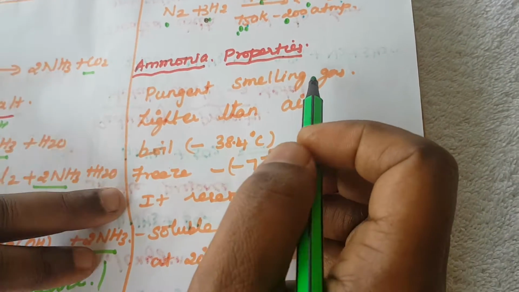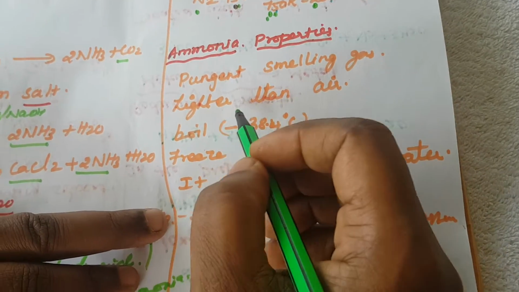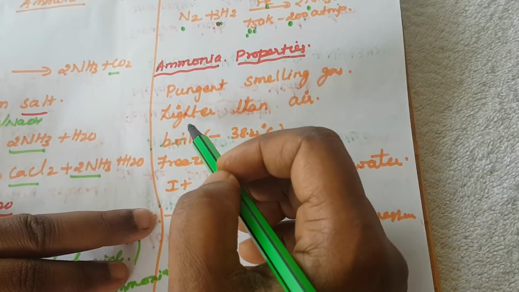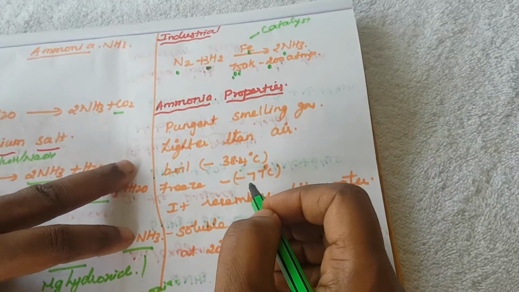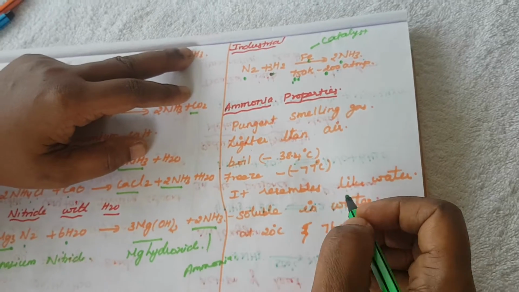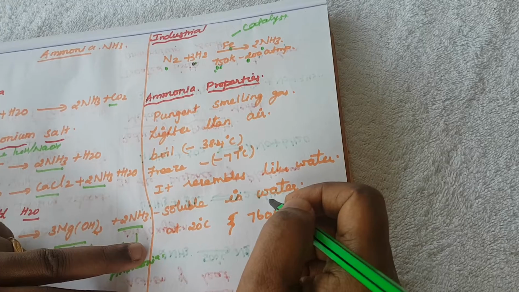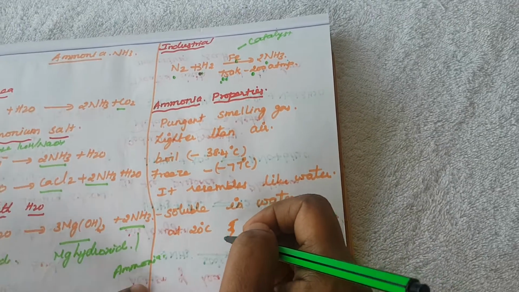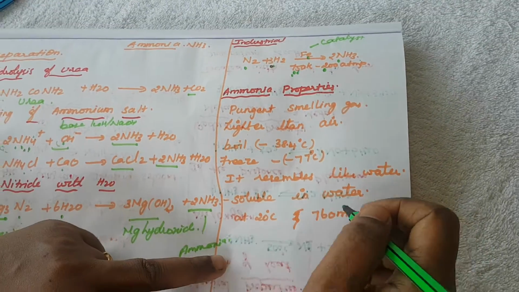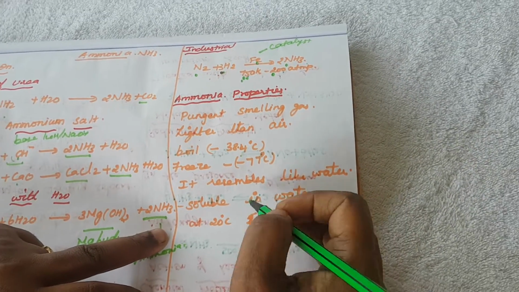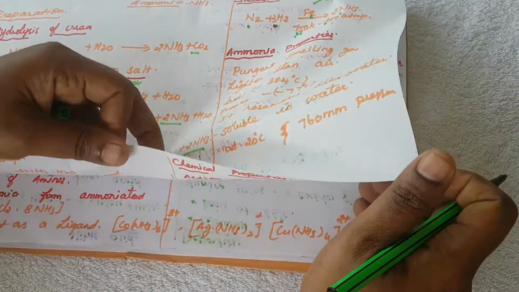Next is the properties of ammonia. It is a pungent-smelling gas, and it is lighter than air. It boils at minus 33.4 degrees Celsius and freezes at minus 77 degrees Celsius. Most of its properties resemble water. It is soluble in water at 20 degrees Celsius at 760 mm pressure. These are the properties of ammonia.